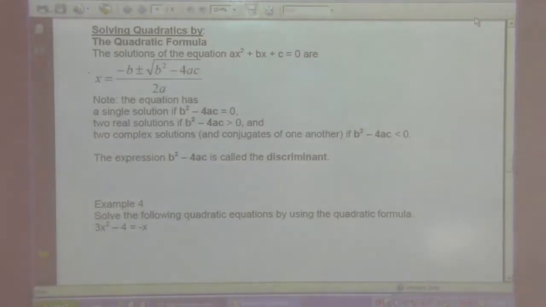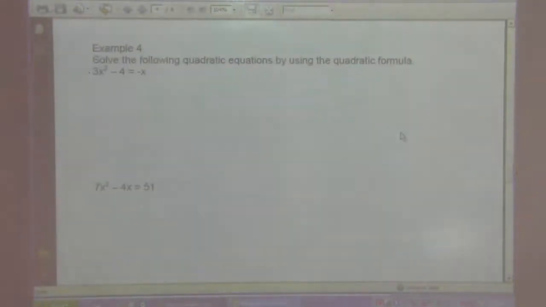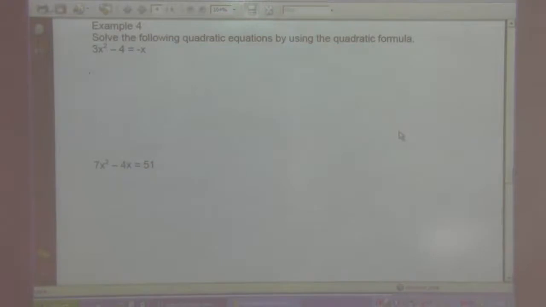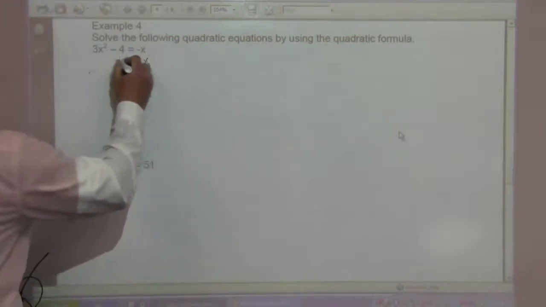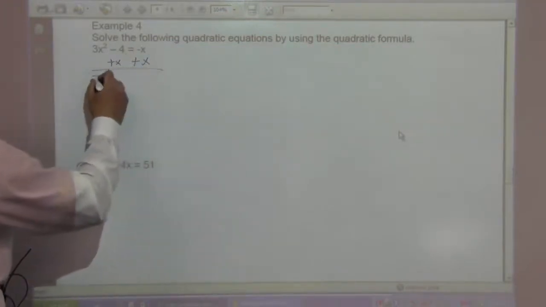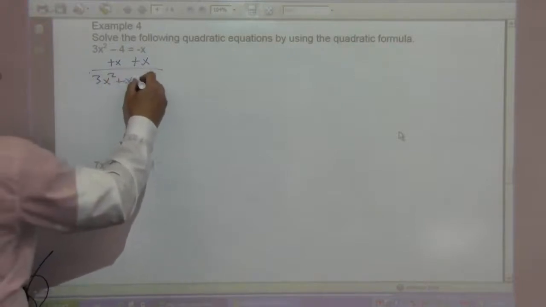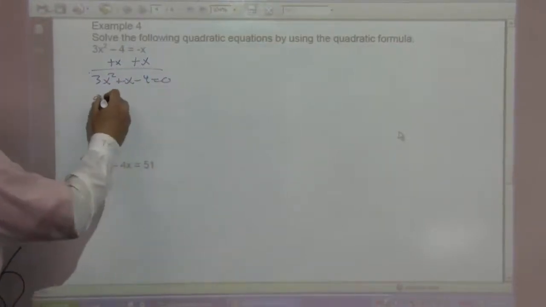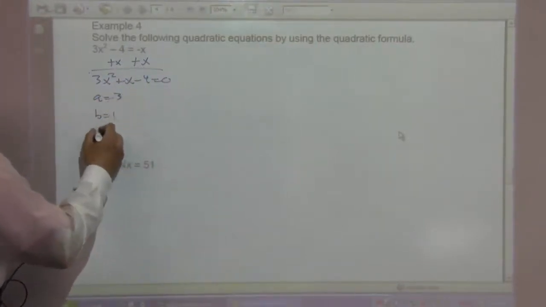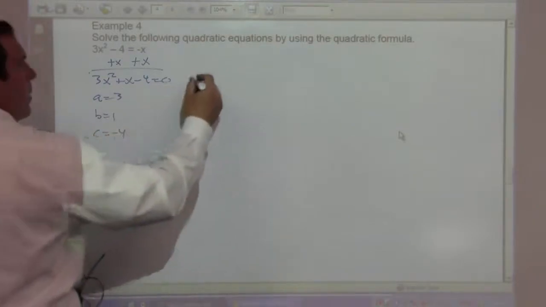Anyway, so let's solve this equation by the quadratic formula, these next two. The idea is to get everything on the same side, a little bit different than completing the square. 3x squared plus x minus 4 equals 0. So my a is 3, my b is 1, and my c is negative 4.